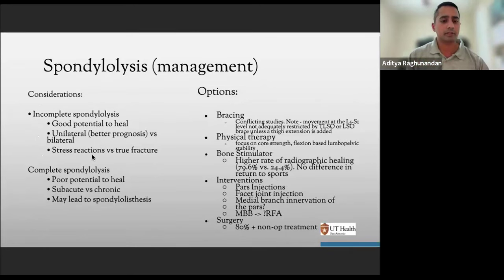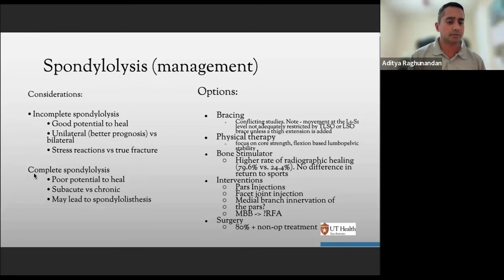And then trying to really put the grade on where are we in the spectrum? Are you in the early stress reaction phase? If that's the case, this is a good conversation to have with both your athlete and the parents and possibly the coaches. Like, we need to arrest this patient now and prevent them from going down this pathway. If you're already into a true fracture phase, then it's a different conversation altogether.